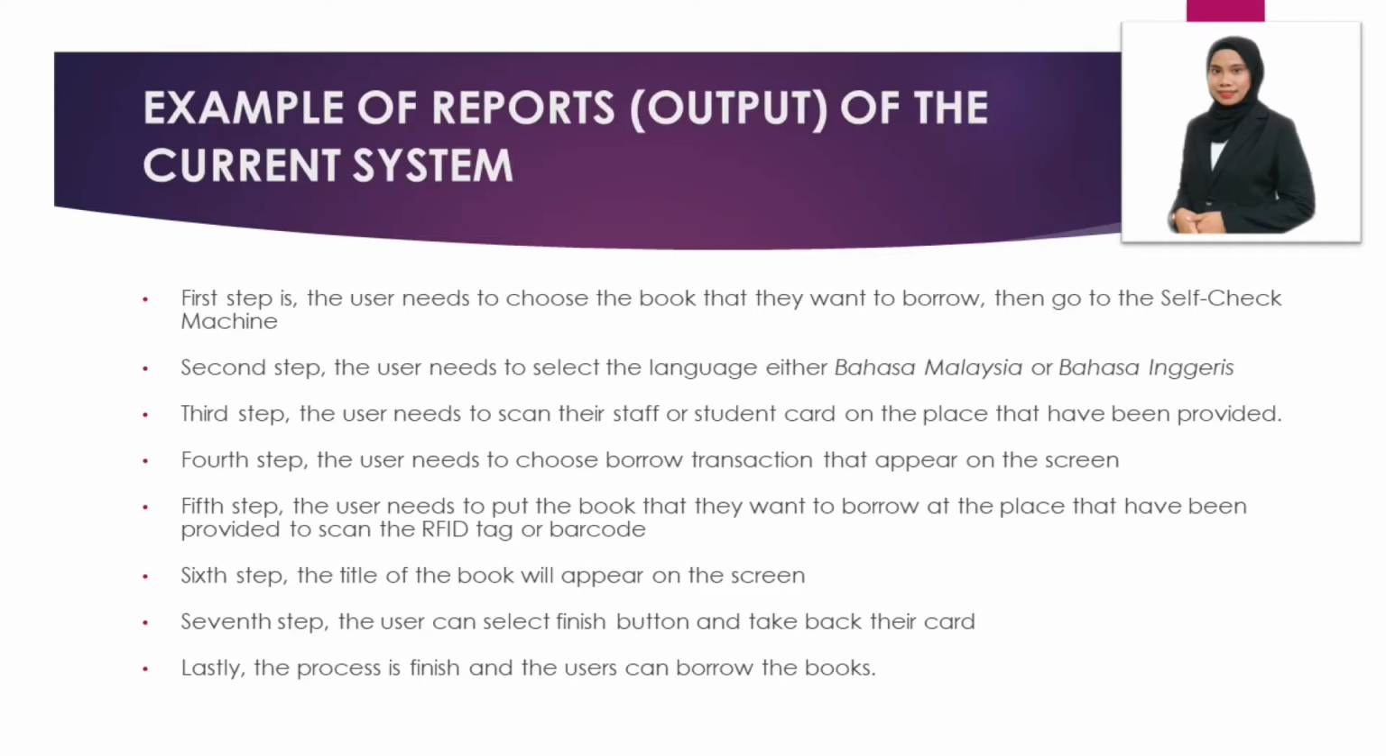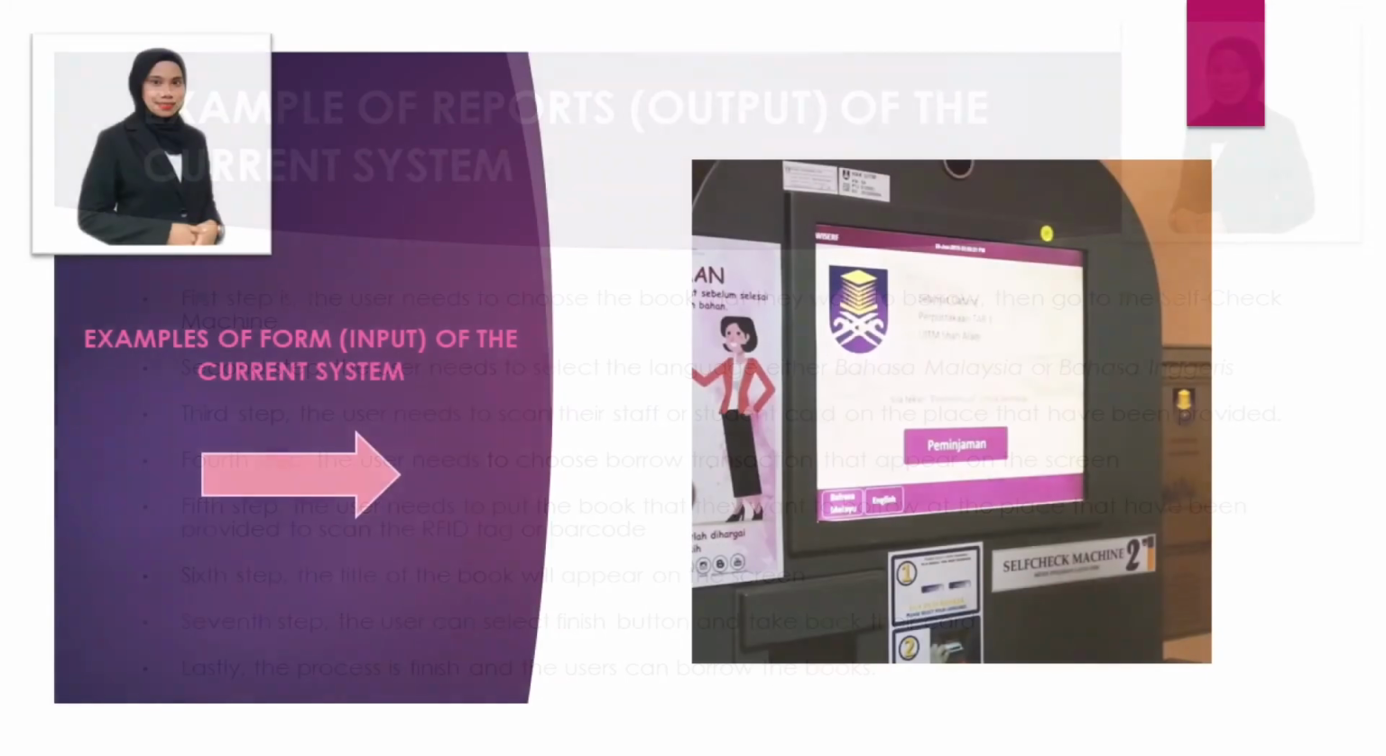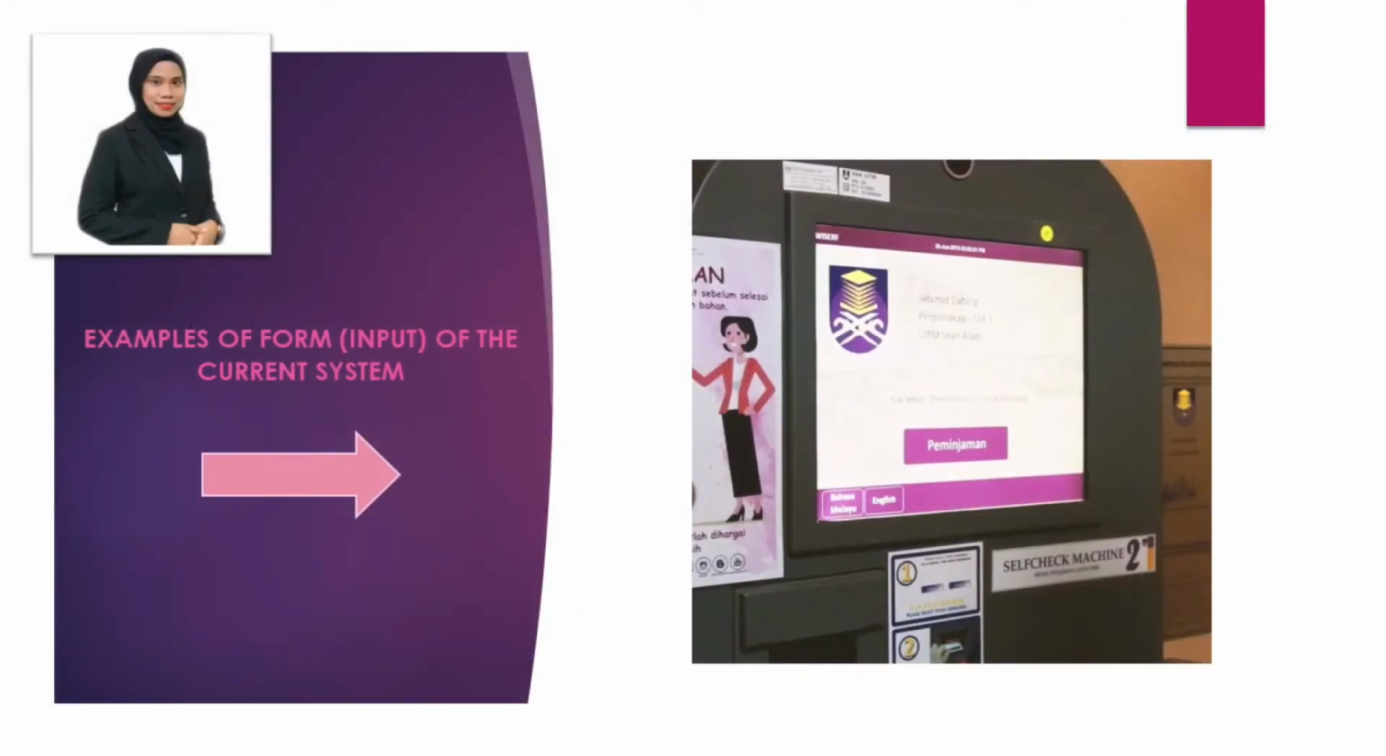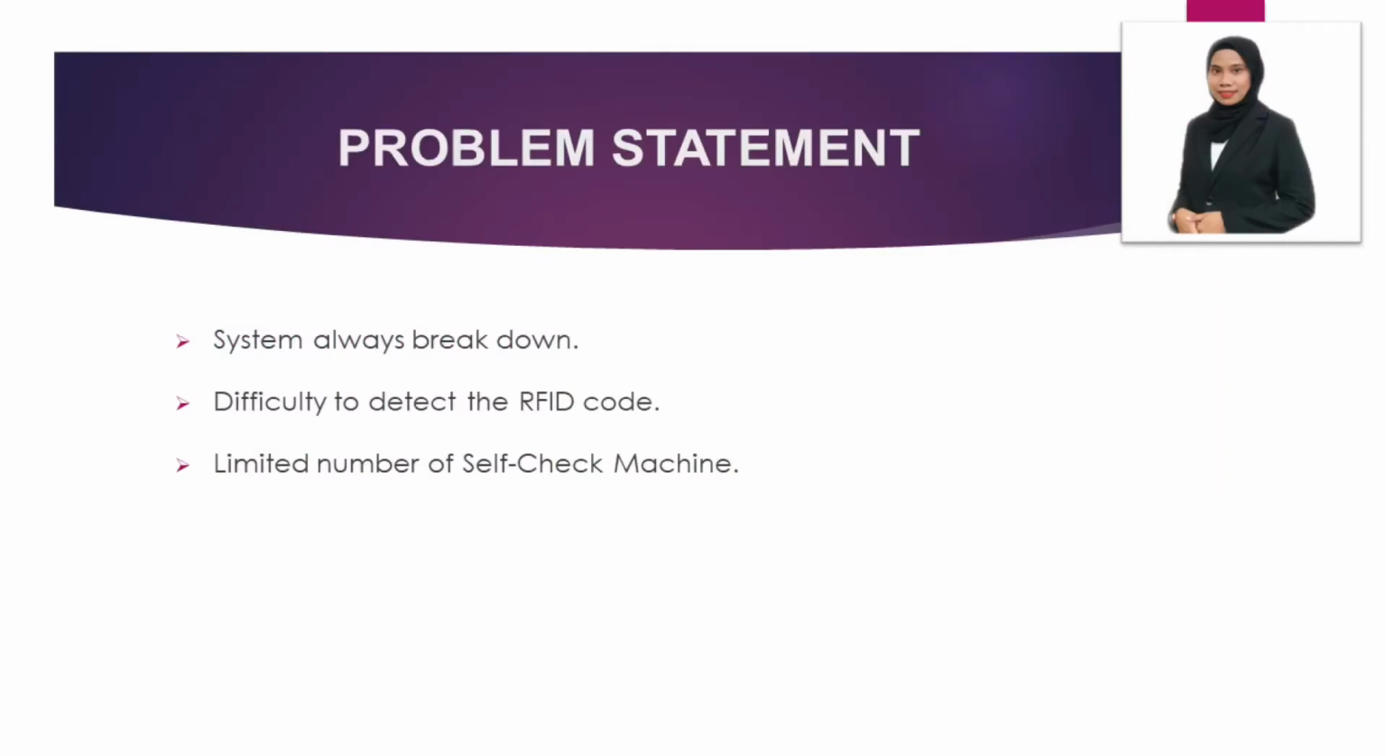Keying in the details such as name, user ID or faculty name is not necessary because the scanner machine scans the details through the barcode of the staff or student card automatically. Lastly, the process is finished and the user can borrow the books. The time given for the user to borrow the book is within 40 days. Here is the example of the form input of the current system on the screen when using the self-check machine provided by Ptar. Next, we move to the problem statement.